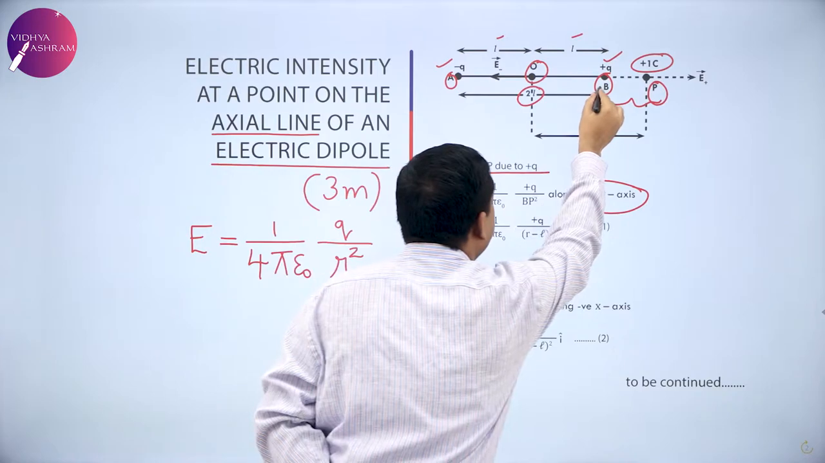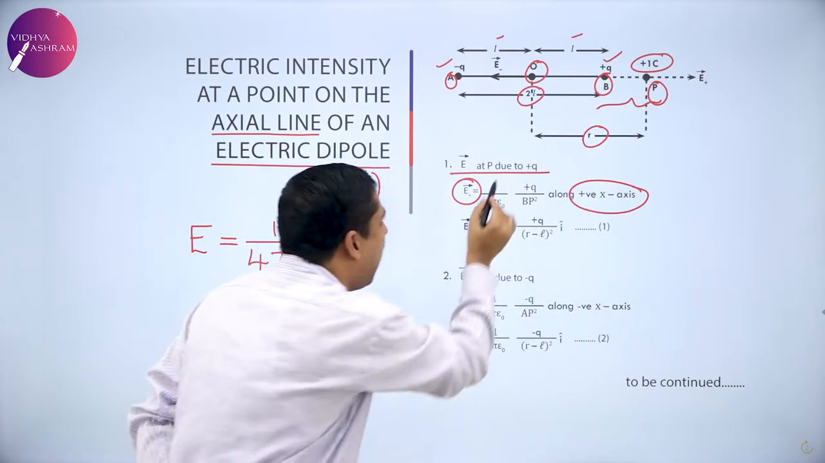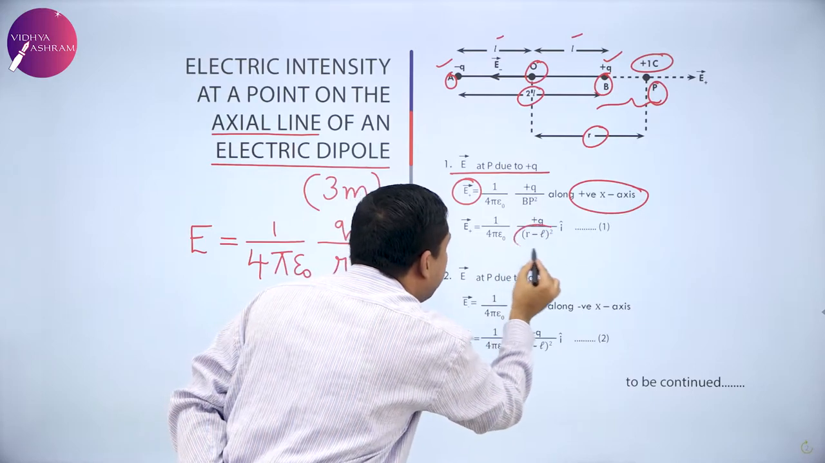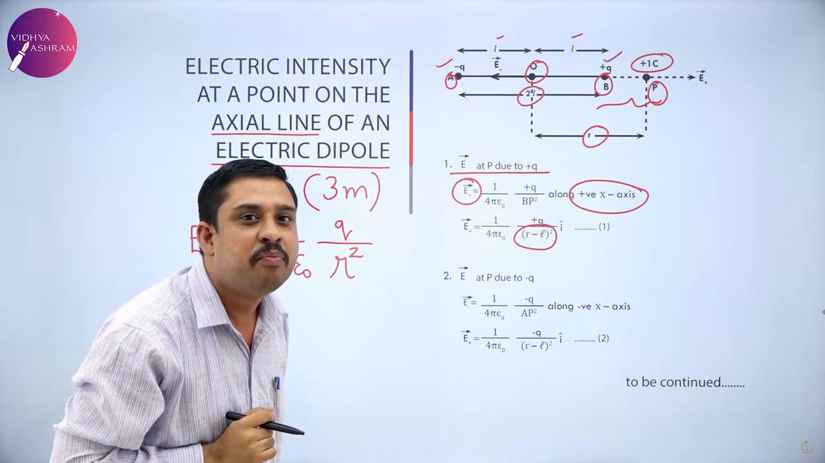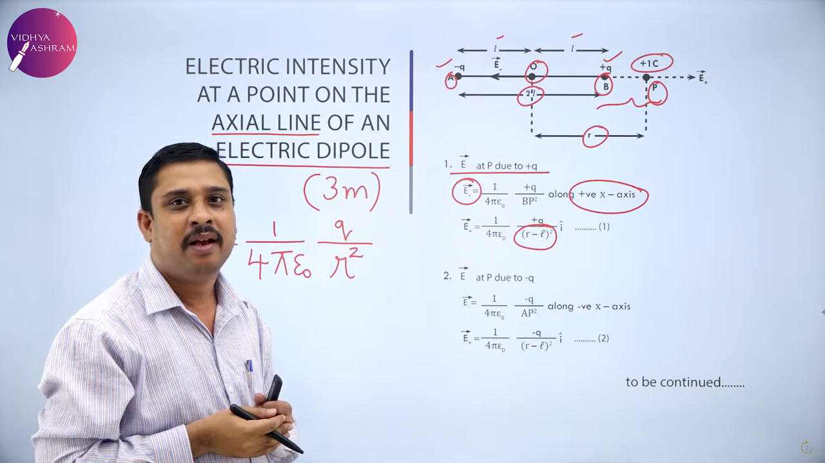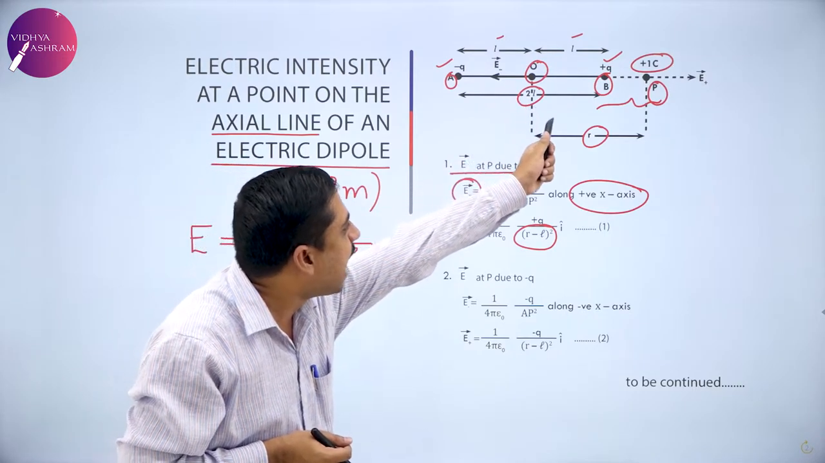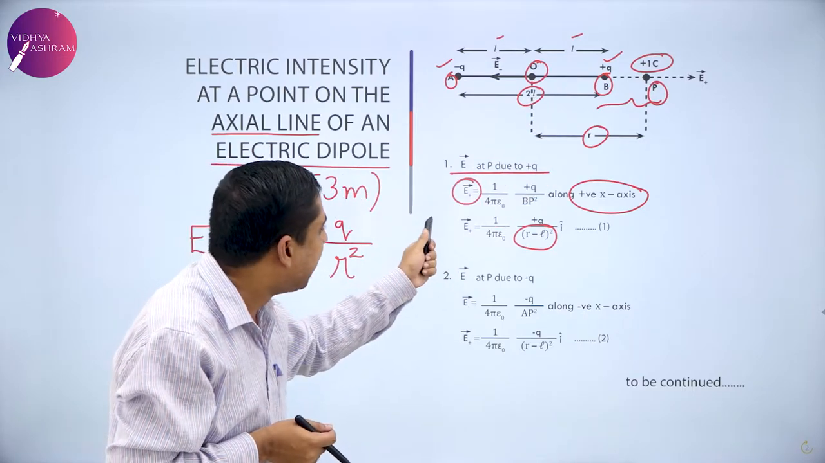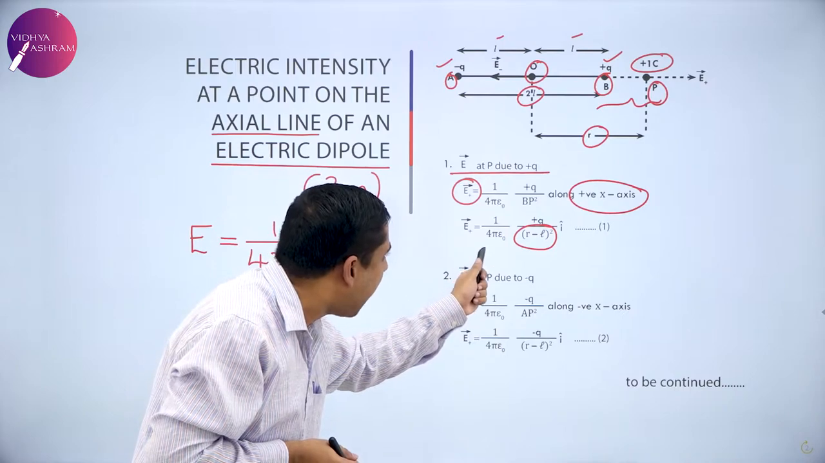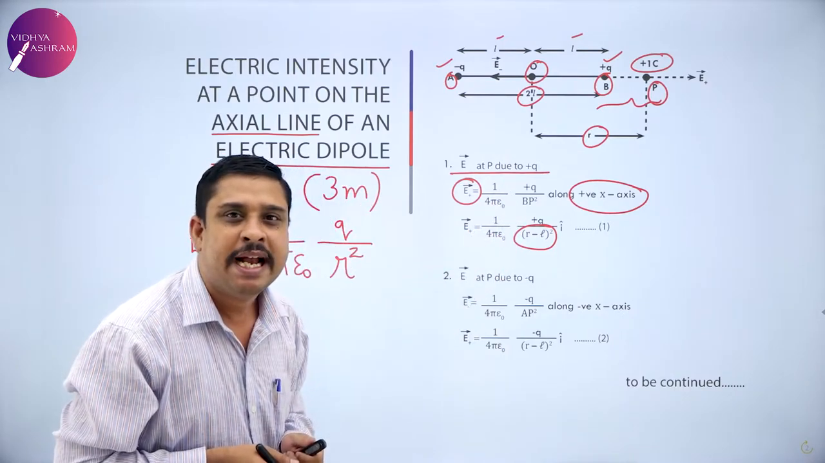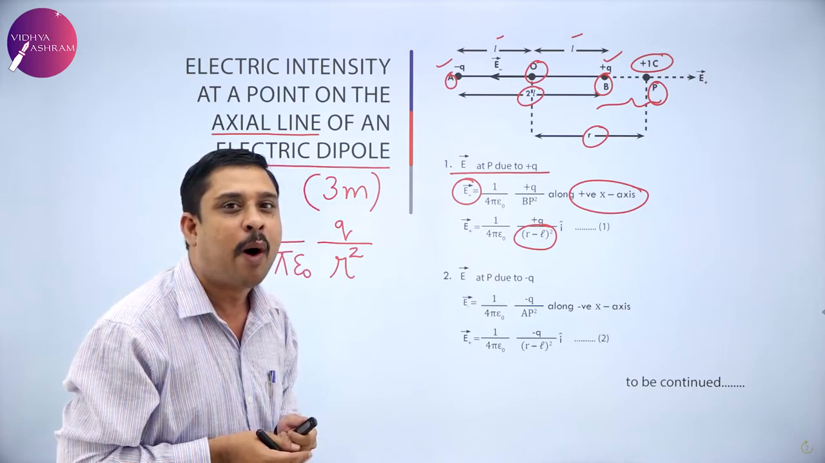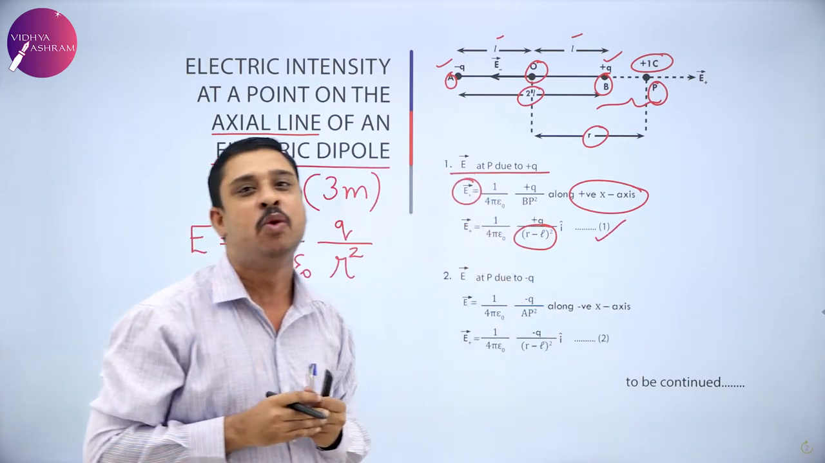Now, what is this BP equal to? It is nothing but the distance r minus this distance l. Therefore, BP square is nothing but r minus l square, expressing it in vector form I cap. So what is the intensity at P due to plus Q? It is vector E plus equals 1 by 4 pi epsilon naught plus Q divided by r minus l square into I cap, and I call this equation 1.